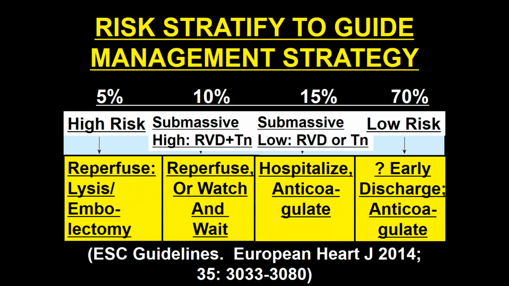Those patients who have submassive PE who are at lower risk are those who have either right ventricular dysfunction or a troponin elevation, but not both right ventricular dysfunction plus a troponin elevation. These patients, according to the guidelines, should be hospitalized and not treated as outpatients, and they should be anticoagulated in the hospital.